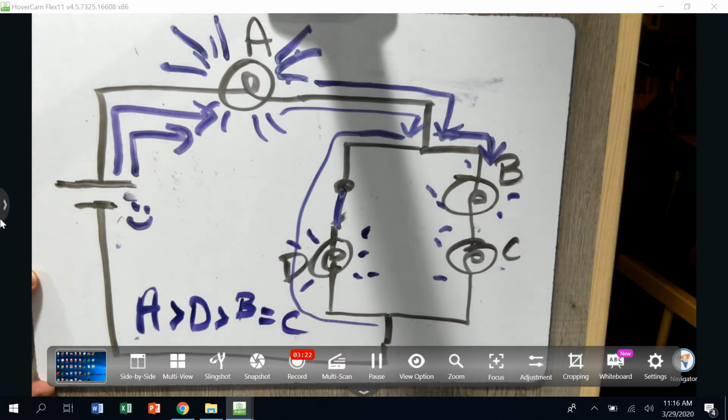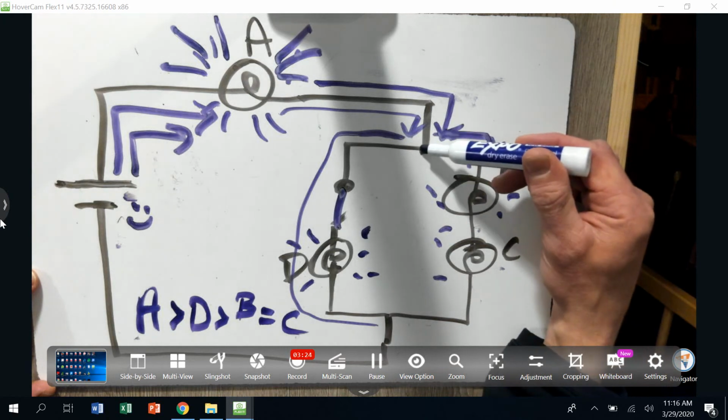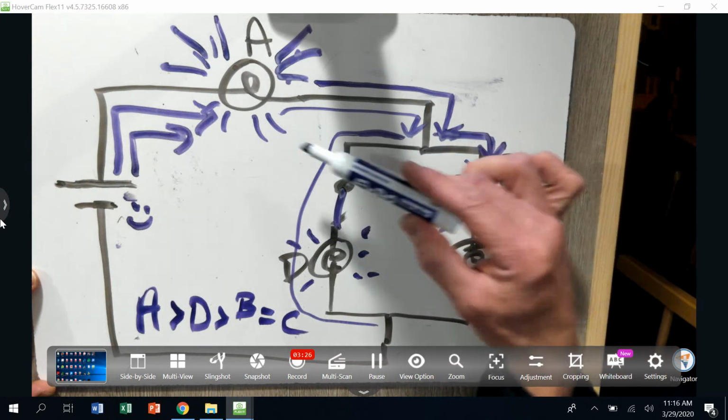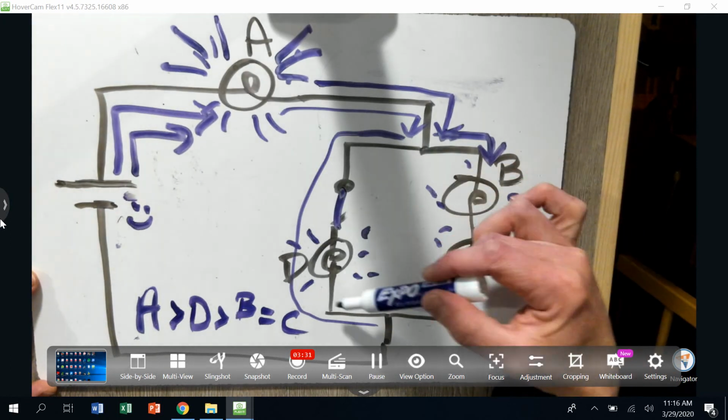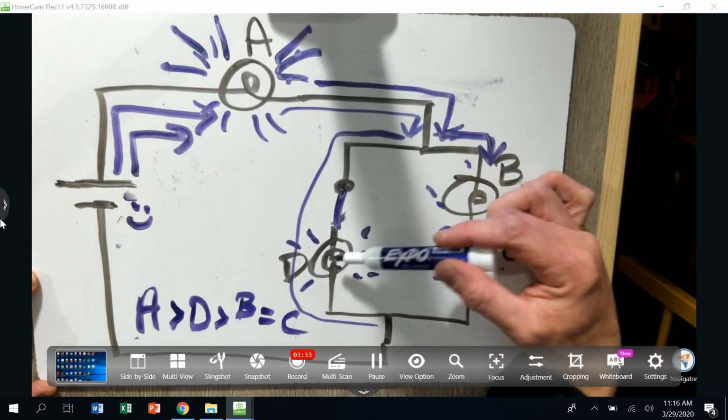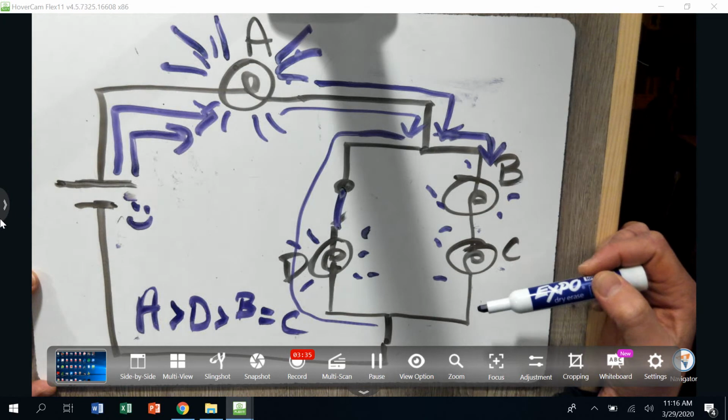Okay, and the reason for that is when it gets to this point, it has to split, so D is going to get less than A for sure, but it's also going to get more than B because its pathway is only a single bulb pathway versus a double bulb pathway. Okay.